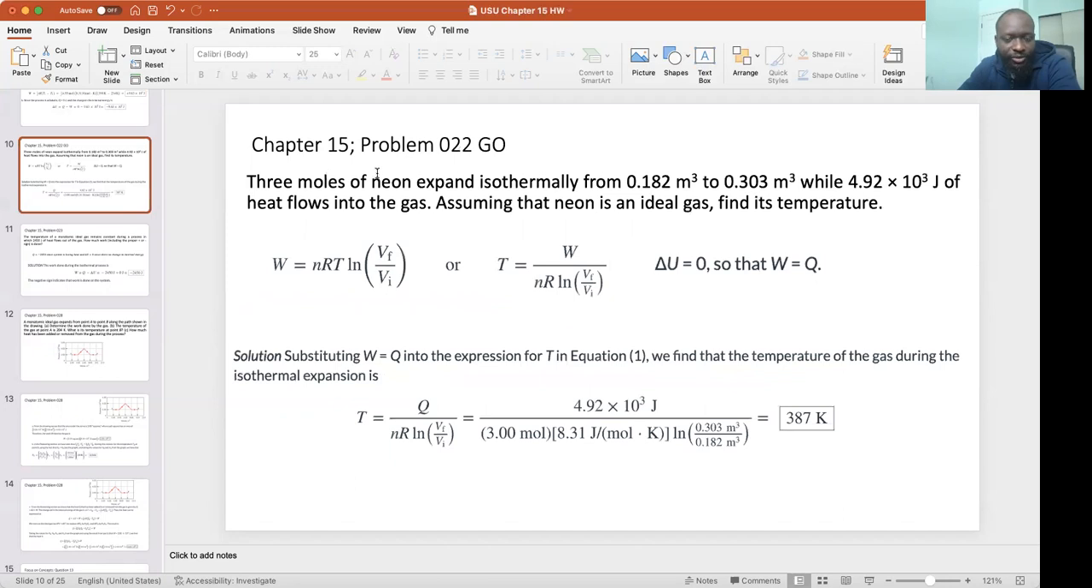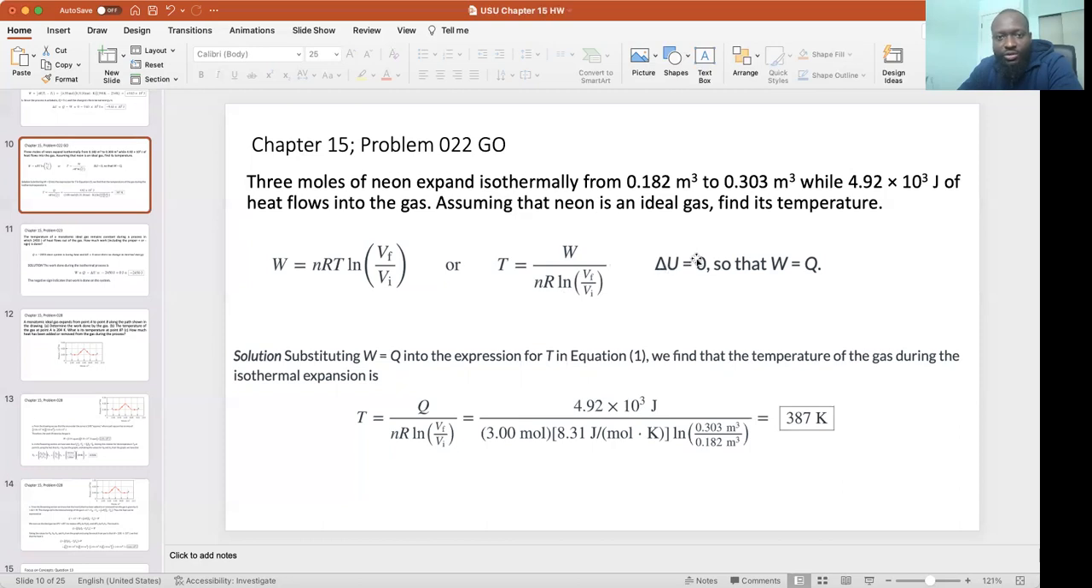Then chapter 15, problem 22 says 3 moles of neon expand isothermally from 0.182 meter cubed to 0.303 meter cubed, while 4.92 times 10 to the 3 joules of heat flows into the gas. Assuming that neon is an ideal gas, find its temperature. So for an ideal gas, work done is nRT times the natural logarithm of final volume over initial volume. So from here, we solve for T to be W over nR ln of V final over V initial.